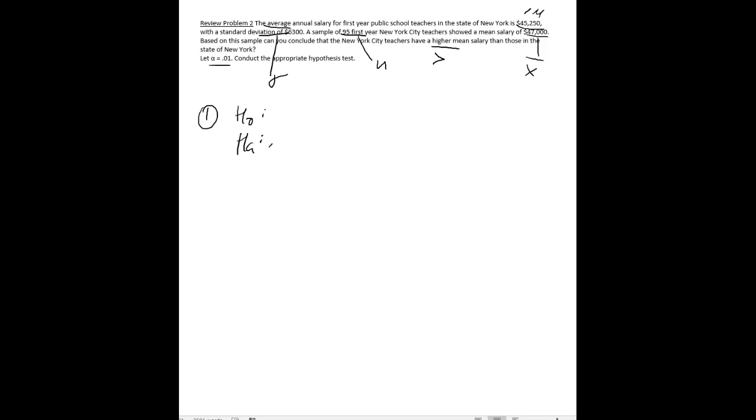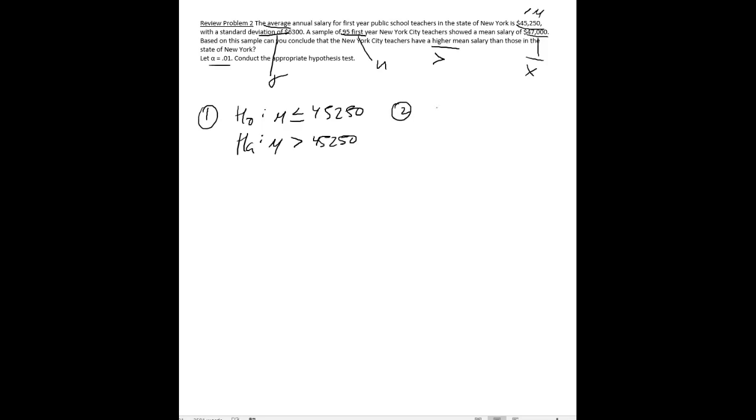Okay, and so then we're going to check. We're obviously working with mu now, 45,250. And then our HA is going to be greater than, and thus our H naught is going to be less than or equal to.